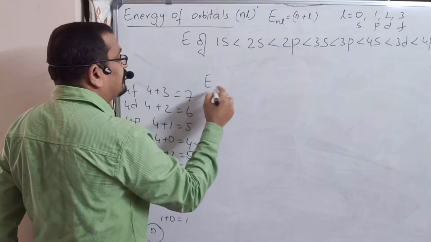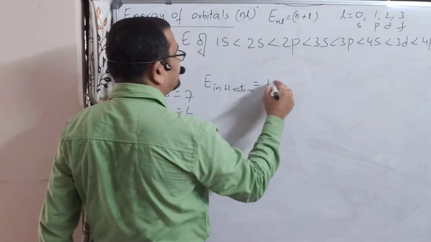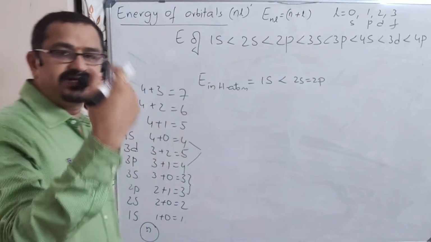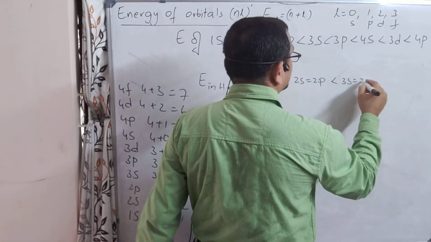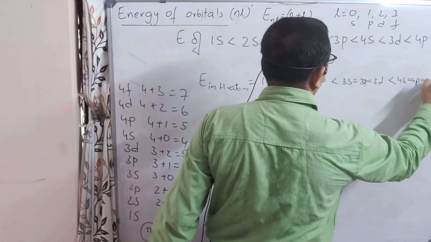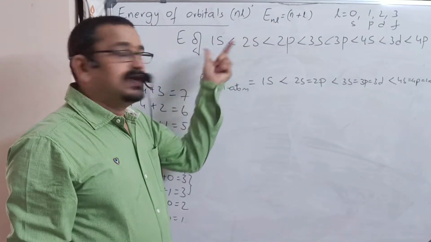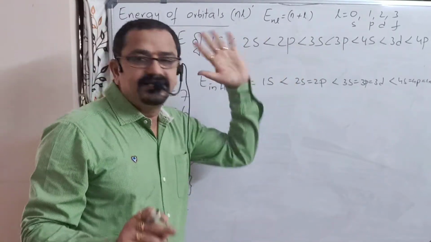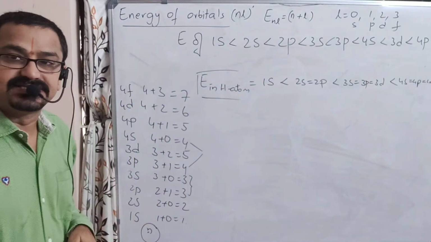Whereas the energy of orbitals in a hydrogen atom can be given as 1s less than 2s equals 2p, because there is no accommodation above 1s. 2s equals 2p, 3s equals 3p equals 3d, less than 4s equals 4p equals 4d equals 4f, and so on. This is in the case of hydrogen. But in practice, when more electrons are to be filled, the energy of orbitals can be calculated in this way. This is for the hydrogen atom, and that is for multi-electron species, right?